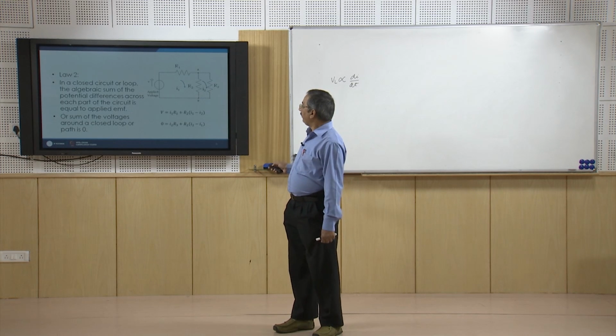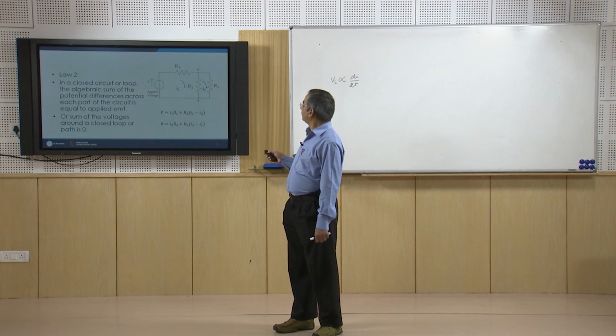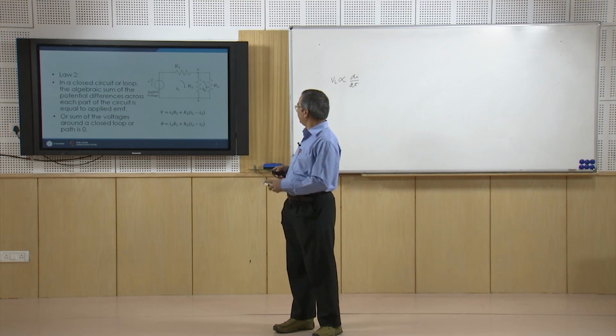That is, in a closed circuit or loop, the algebraic sum of the potential difference across each part of the circuit is equal to the applied EMF, or in other words, the sum of the voltages around a closed loop or path is 0. So, this is what this principle says.